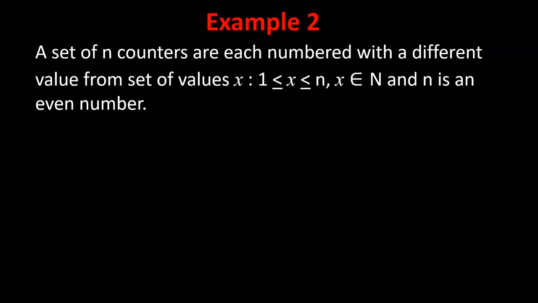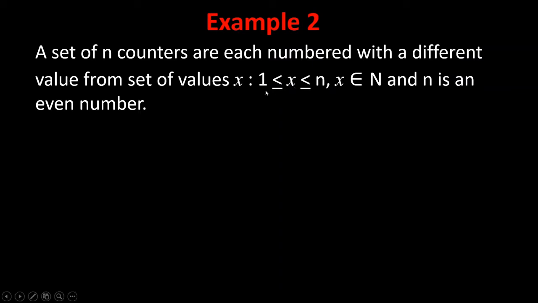Now on to example 2, which may seem a bit intimidating at first, particularly because of the set builder notation we've got here. But don't worry, I'll talk you through it. A set of n counters, where n represents some number of counters, are each numbered with a different value from a set of values x.